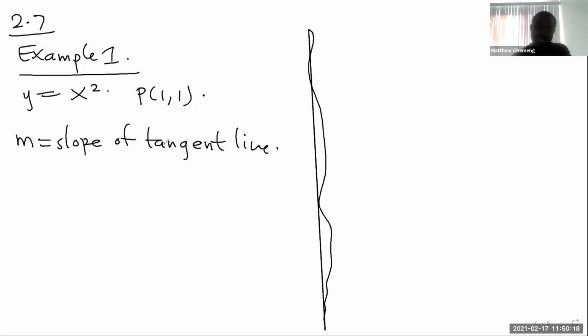Okay, so I'll end here. I think it's fair I end here on the example 1. So we'll continue with this example the next time we meet. Thank you for your time.